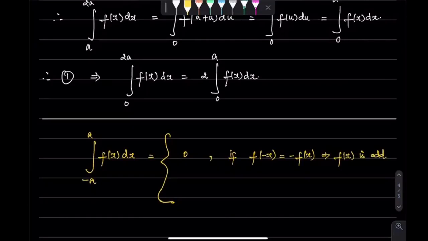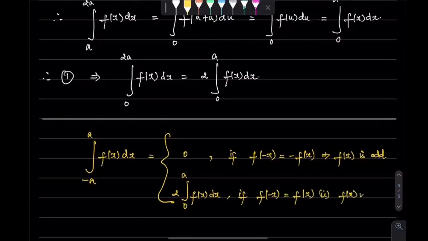Okay, and if it is even, the integral is 2 times the integral from 0 to a of f of x dx, if f of minus x is equal to f of x, that is, f of x is an even function. You okay, children? You happy?